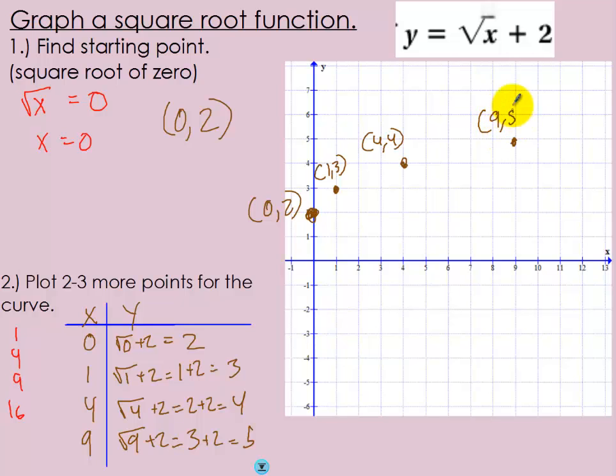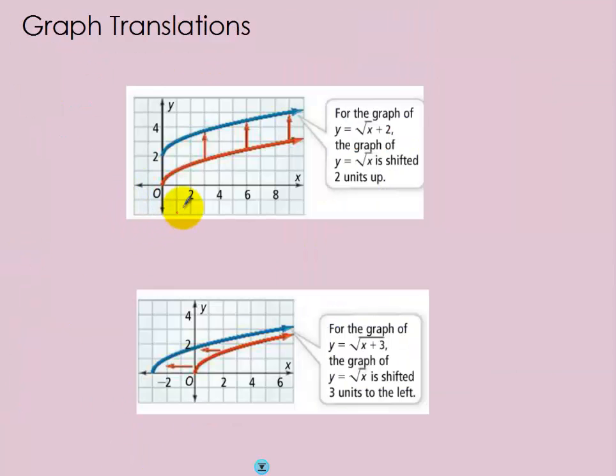So when x is 9, y is 5. And (9, 5). So I've got enough points, I can do my nice curve. So again, this is your starting point. So the curve should look like that. That's pretty good. So that's my graph of the square root function. Some other things to note. Translations. We've translated other graphs before. So that graph of y equals square root of x plus 2 was actually shifted 2 units up. It was a vertical translation up 2 units.